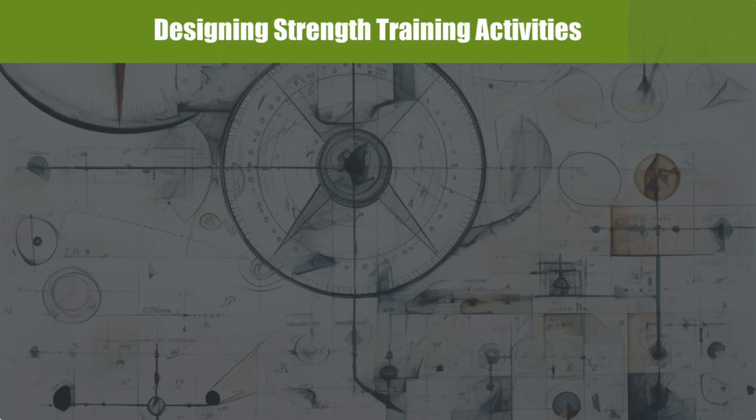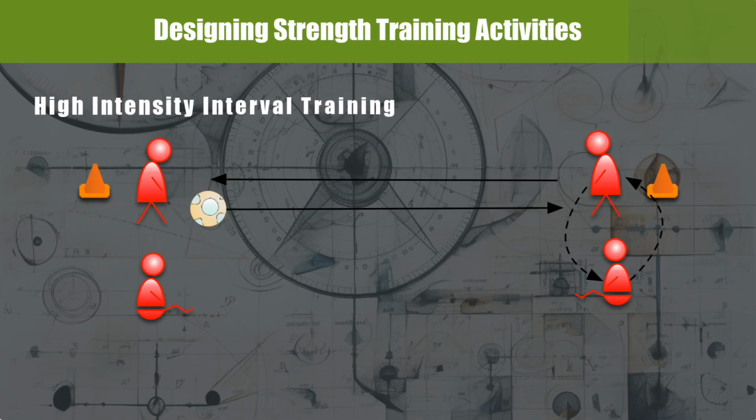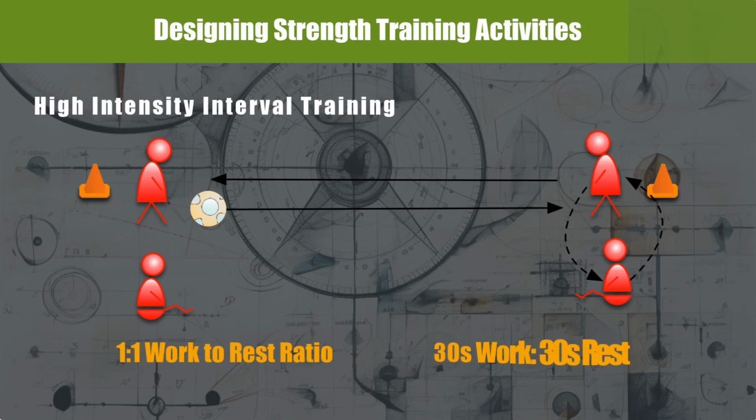To develop sports-specific strength using the analytical method, we are going to use the HIT protocol. HIT stands for high-intensity interval training. For our purposes, we will use a 1-to-1 work-to-rest ratio. In the first example, after passing the ball, players sit and quickly get up. We work for 30 seconds and rest for 30 seconds.